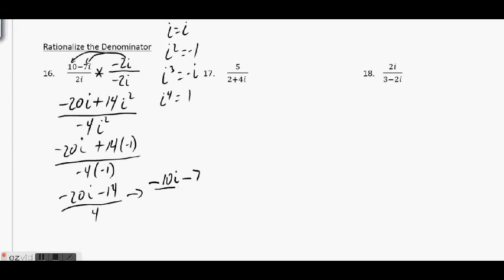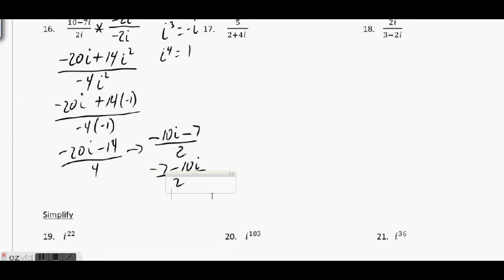And technically it should be written as negative 7 minus 10i all over 2. And we could break it up even further and say negative 7 over 2 minus 10 over 2 is 5i. Okay? I could break it up even further that way.